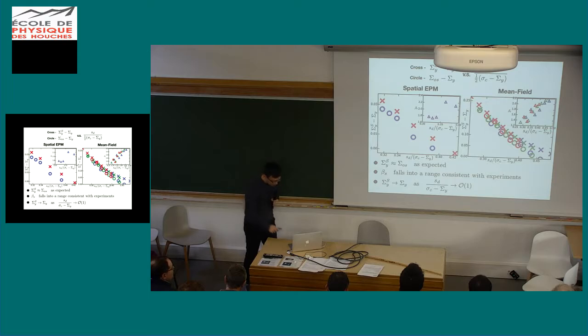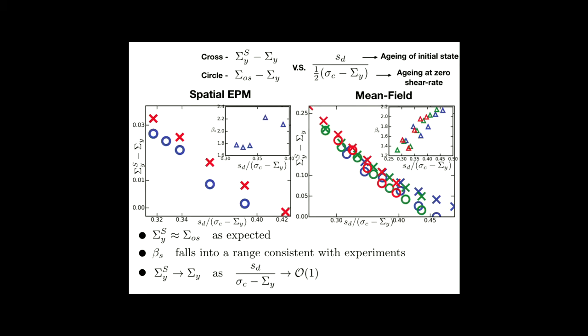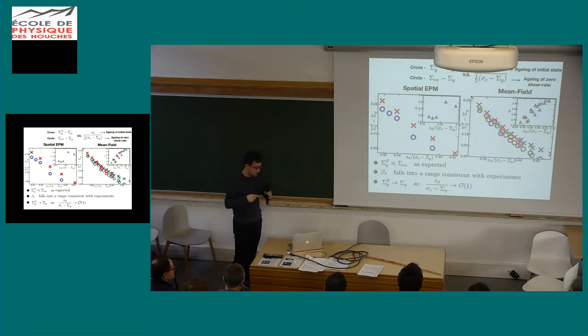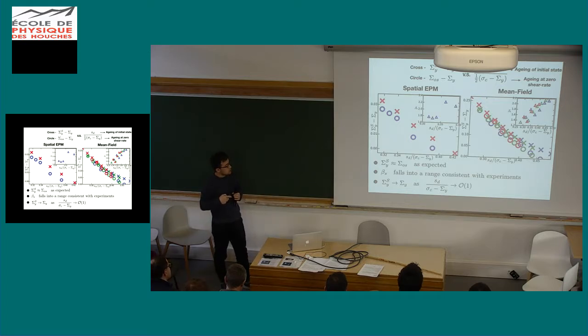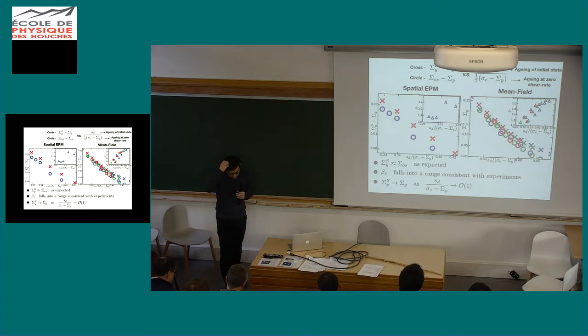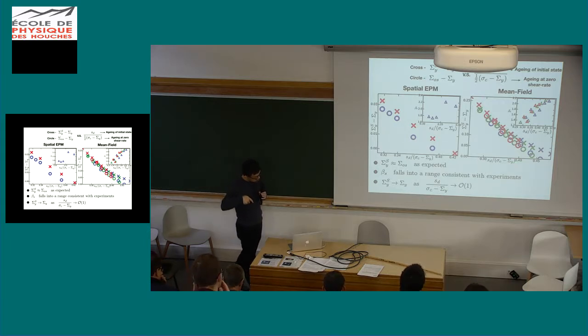So this is quantity. In the numerator, the SD just characterizes the aging of the initial state, and this quantity characterizes the aging of a system that flows at zero shear rate. So if you have, for example, two systems that have more or less the same initial aging state, you should expect that they have about the same static yield stress. And indeed, as this quantity goes to 1, and this one goes to 0.5, the static yield stress goes to the dynamic yield stress.